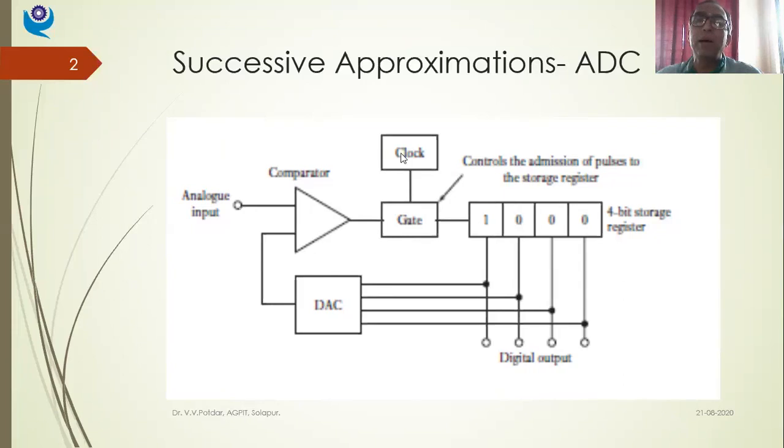So the gate will allow these clock pulses to my digital counter or 4-bit register, and the digital signal corresponding to 7.5 volts will be generated here. That digital signal is fed back to a D2A converter. What will this D2A converter do? This digital signal corresponding to 7.5 volts will be converted into analog form. What will be its analog form? It will be 7.5 volts, because I know it. 7.5 volts will be fed to the op-amp.